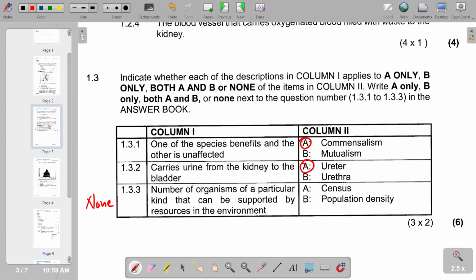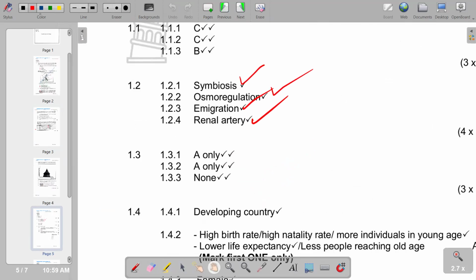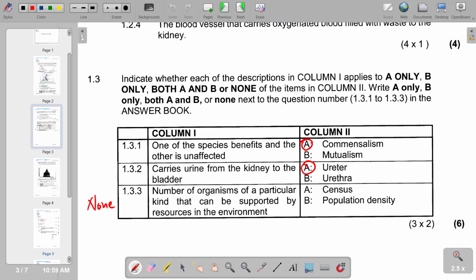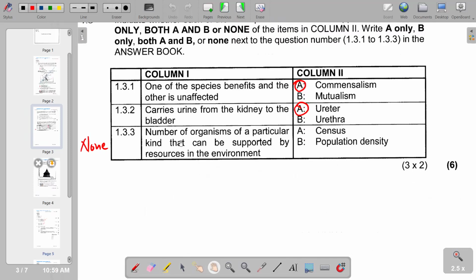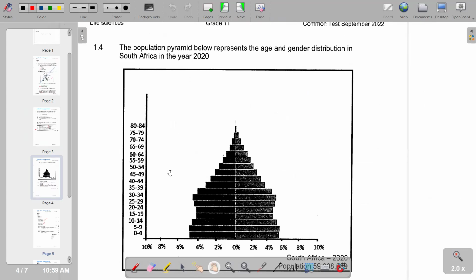Then in terms of our answer section again, we have that as we are saying. 1.3.1, we have A only, and then 1.3.2, A only, and then we have got none at 1.3.3. Then we move on to the next part, which is now our question 1.4.